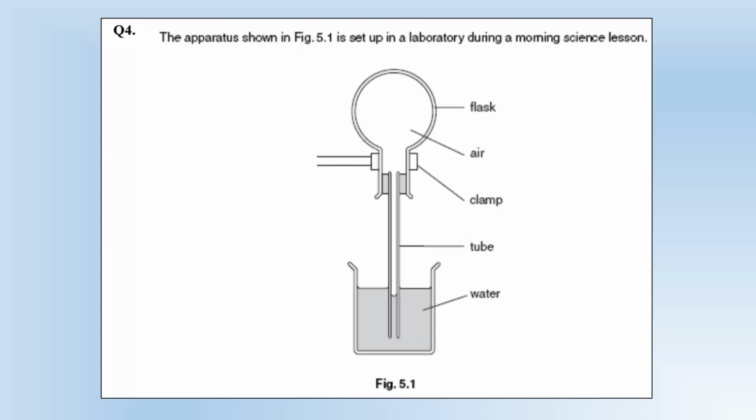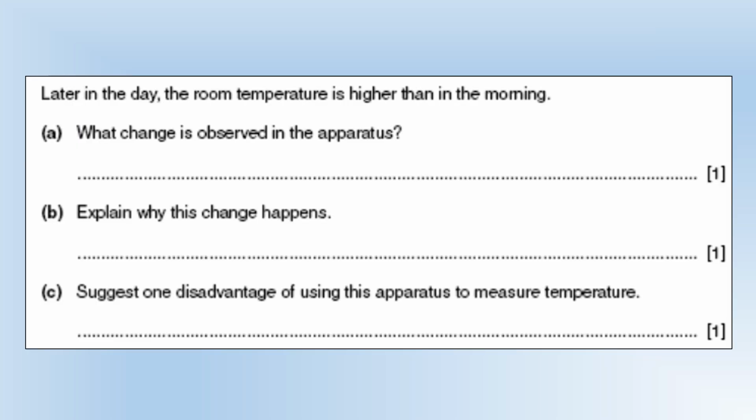So the apparatus shown in the diagram is set up in a laboratory during a morning science lesson. So we've got a flask with air trapped in it, and then that is pushed down into water. So we've essentially trapped a fixed volume of air. Okay. So later in the day, the room temperature is higher. What change is observed in the apparatus?